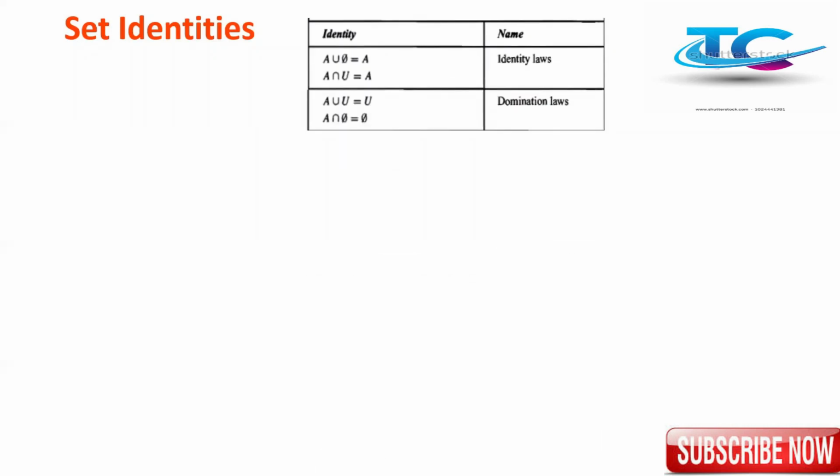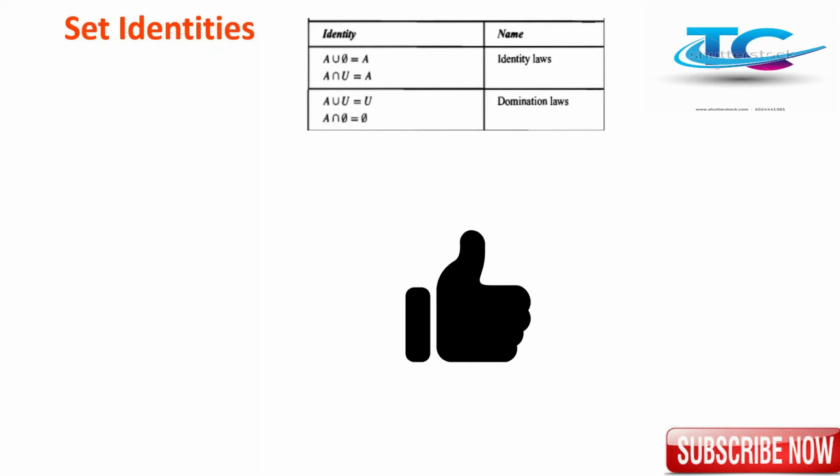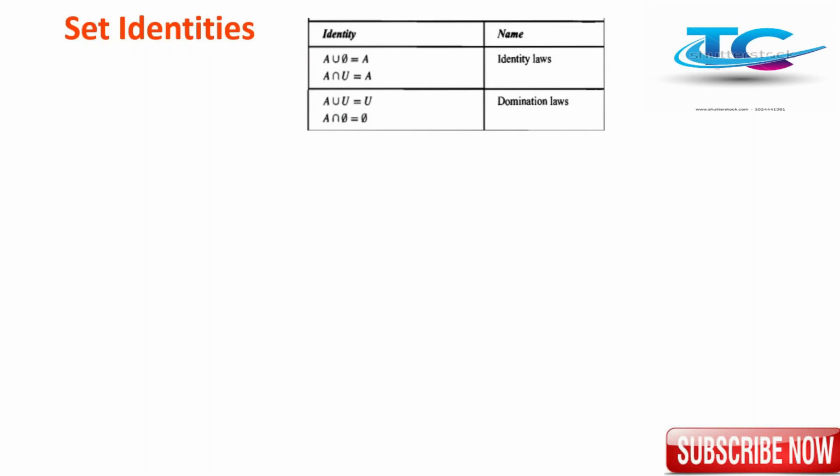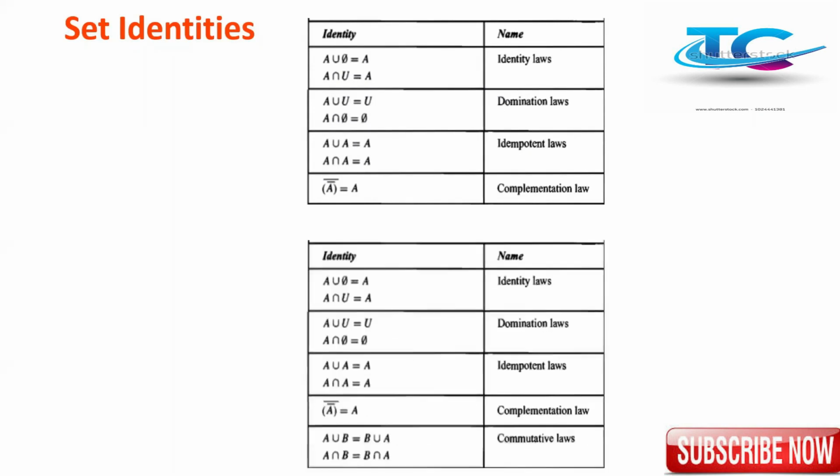Then domination law, it is A union universal set, it is equal to U. And if we take intersection with phi, so we will get the phi. Next is idempotent law. This is A union A is equal to A and A intersection A is equal to A. So complementation law, this is complement of complement is equal to A. So if we take double complement of a given set, we will get the original set back.